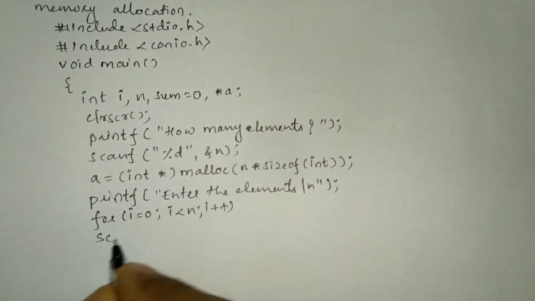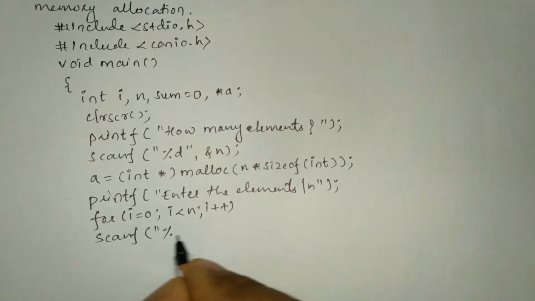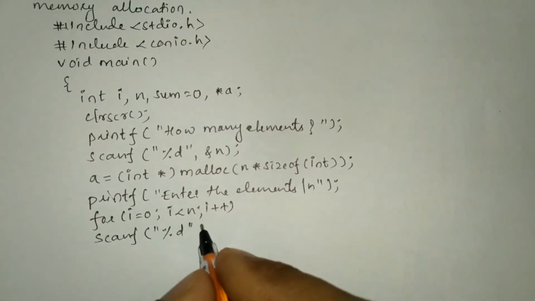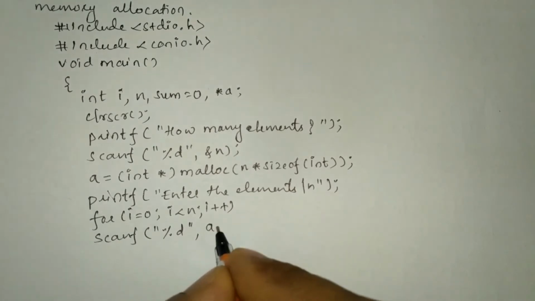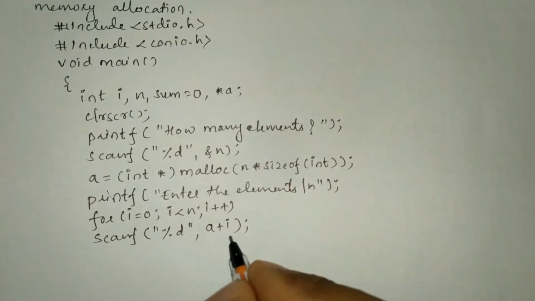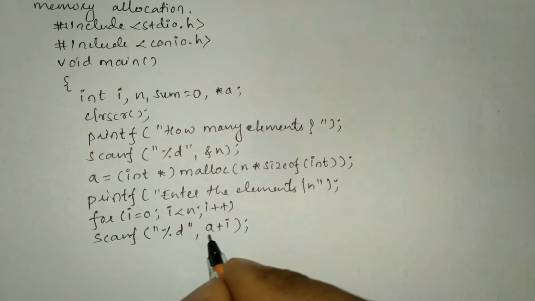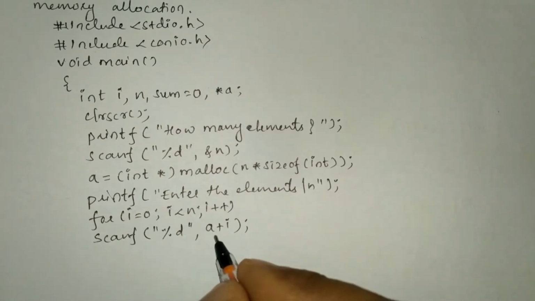So let us take scanf statement, and here in a scanf we are going to write in a double quotation mark %d, end the double quotation mark and put comma, and here we are going to take a plus i. So whenever we want to insert into the pointer variable, we have to take only a without its address, because the first block address is already initialized to the memory location, or you can say the pointer variable. So hence we should not use ampersand over here.